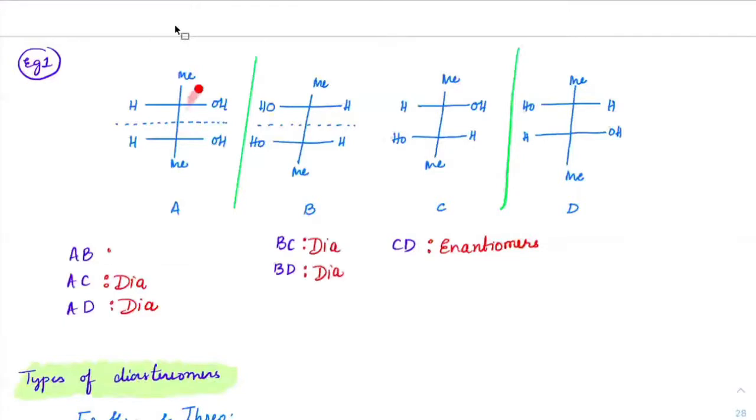Then what about A and B? They are mirror images, but they have a plane of symmetry. Please understand the definition of enantiomers. Enantiomers are those stereoisomers which should be mirror images of each other and also optically active. Very important condition for enantiomers.